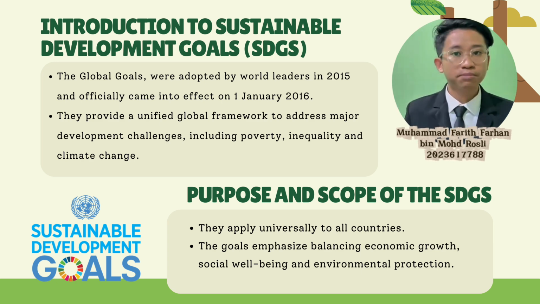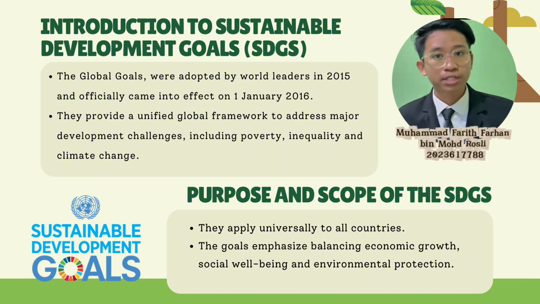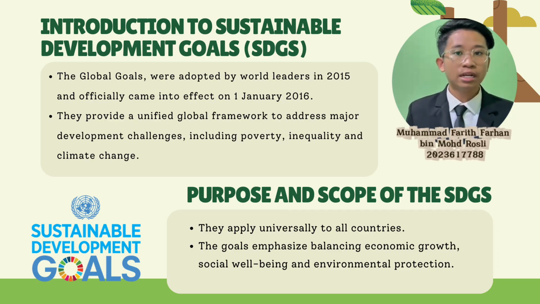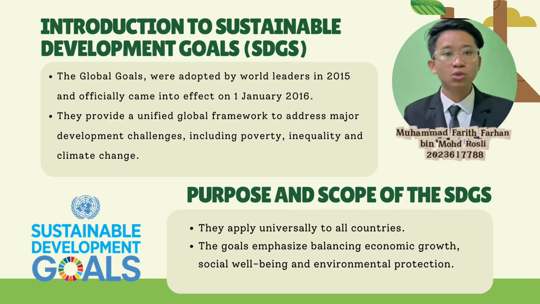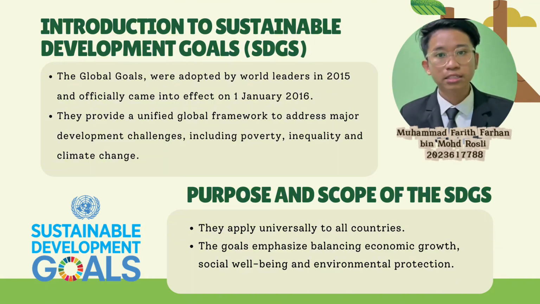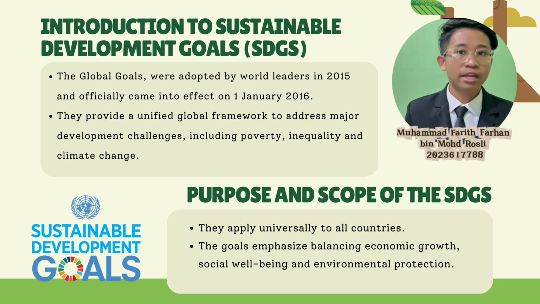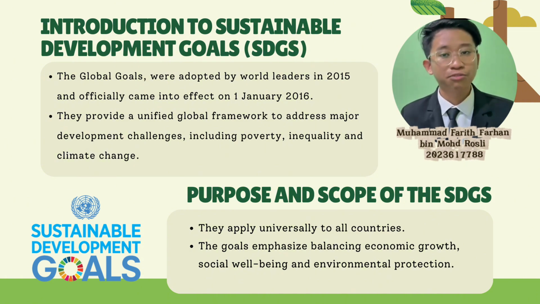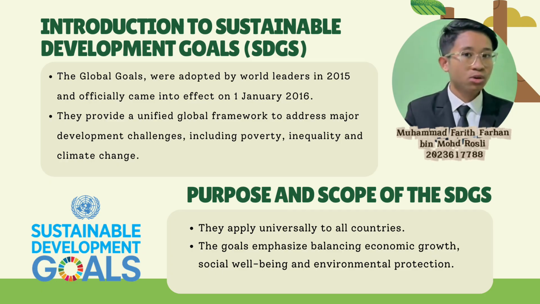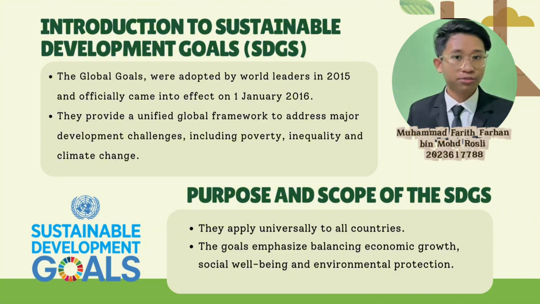Next, we will move on to the purpose and scope of the SDGs. The first one is that the SDGs apply universally to all countries regardless of the income level of the country. So basically, no matter if the countries are quite poor or rich, they will together follow the scope given by the SDGs. Next, the SDGs emphasize ensuring that all countries balance economic growth, social well-being and environmental protection, so that development benefits everyone. So it is to ensure equality among all the countries, so that no country gains more or gains less. The scope is to ensure that every country gets its own benefits.